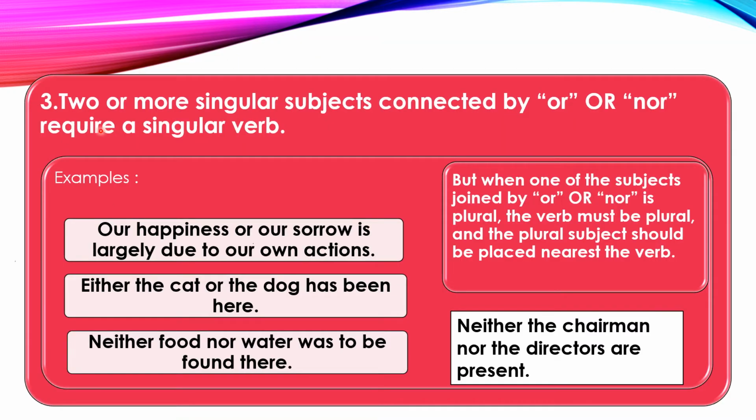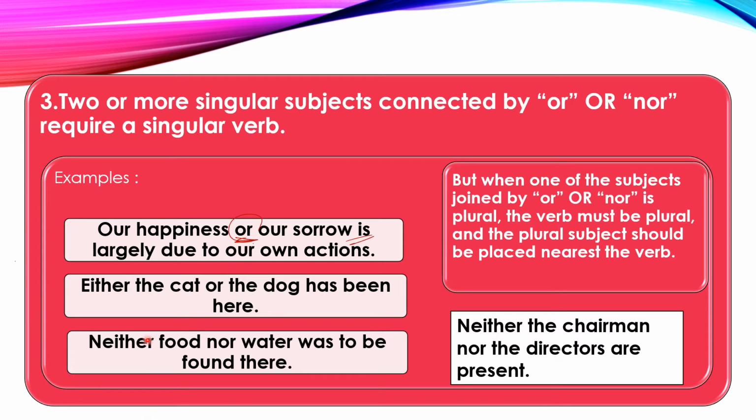Rule number 3. Two or more singular subjects connected by or, nor require a singular verb. Let us understand this through an example. Our happiness or our sorrow is largely due to our own actions. As you can see here, our happiness and our sorrow are two different singular subjects, but they are joined by or. So as per this rule, we have to use singular verb form. That's why we used is, not are, because they are joined by or. Okay, so keep this in mind.